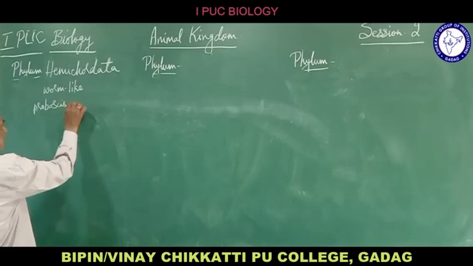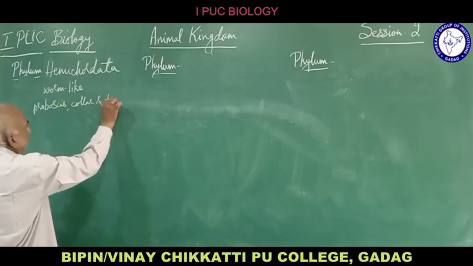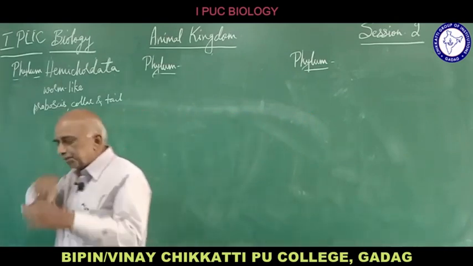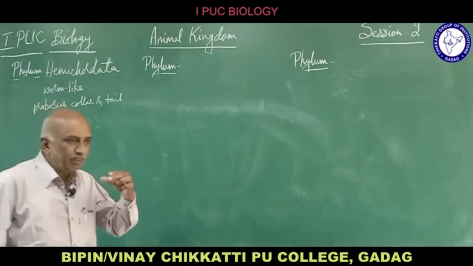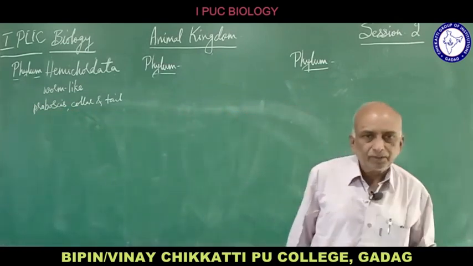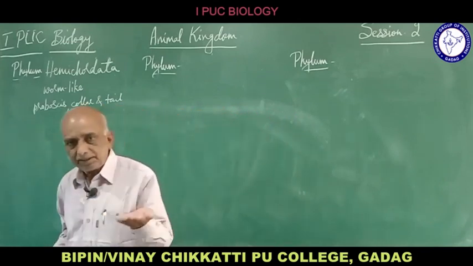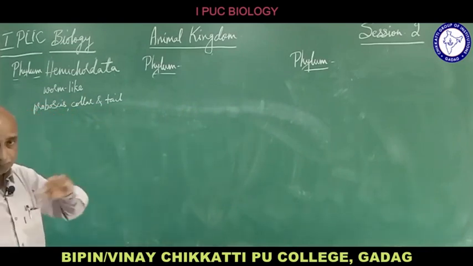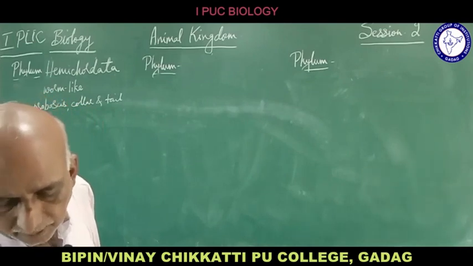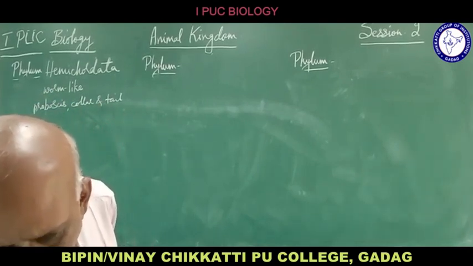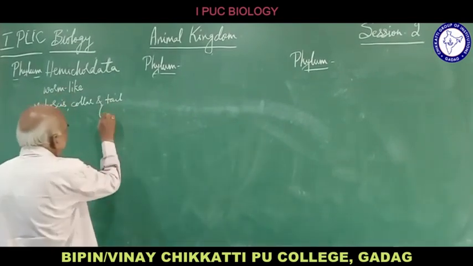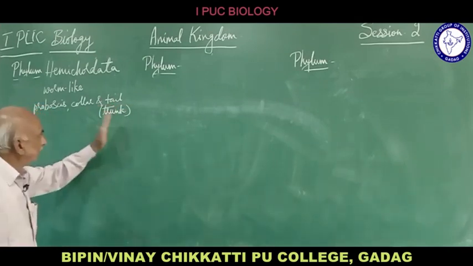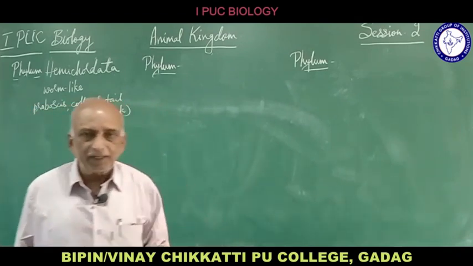The body is divided into three regions here: proboscis, collar, and tail. As we studied in Arthropoda, head, thorax, and abdomen, here also there is a small head-like region called the proboscis, which is somewhat elongated and pointed. There is a ring-like structure just behind this part, the collar, and then the tail region, also called the trunk. The remaining part of the body after the collar is referred to as the trunk, and it is somewhat elongated and appears like a tail.